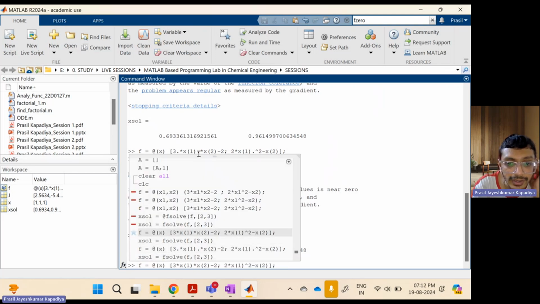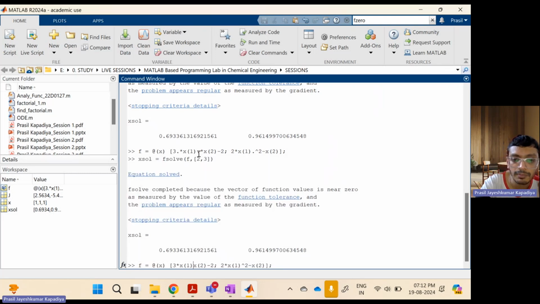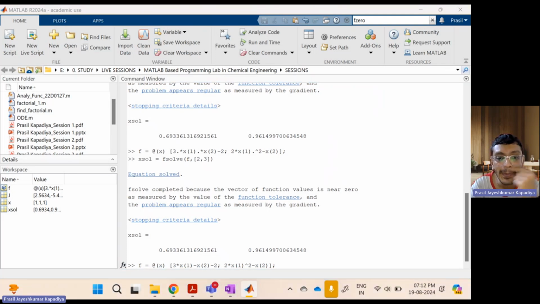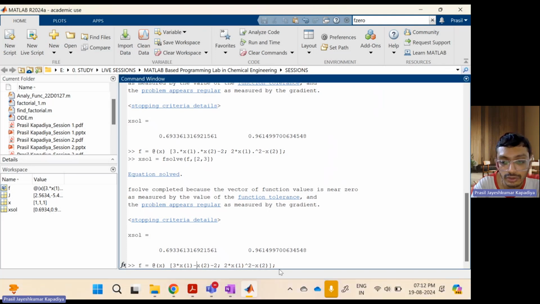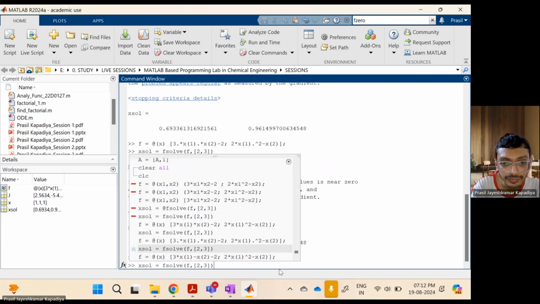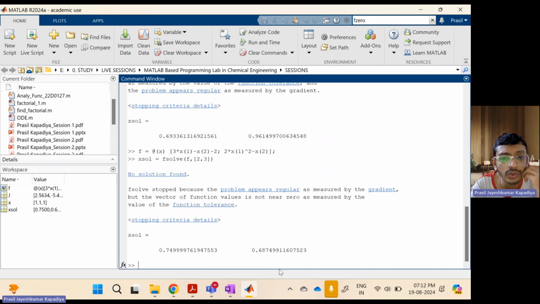Wait. Yeah, okay, I typed the wrong equation. I'm sorry for that. 3x1 minus x2. Okay, now it should show me the no solutions. Oh, okay. So there is no solution, and the solution stops here. That doesn't mean that this is the solution, but our loop stopped here. So here it is written that no solutions found.